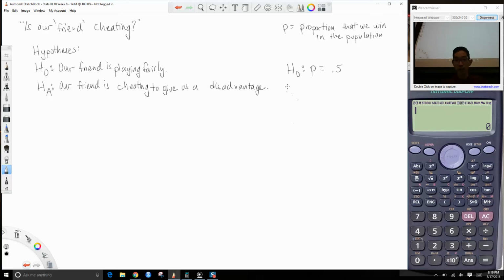What would our alternative be? The alternative is always identical to the null hypothesis. Everything is exactly the same, except we replace the equal sign with either a not equal, a greater than, or a less than. So P is going to be the same, and 0.5 is going to be the same. And the alternative is our friend is cheating to give us a disadvantage, and P being the proportion that we win, we would expect this to be less than 0.5.